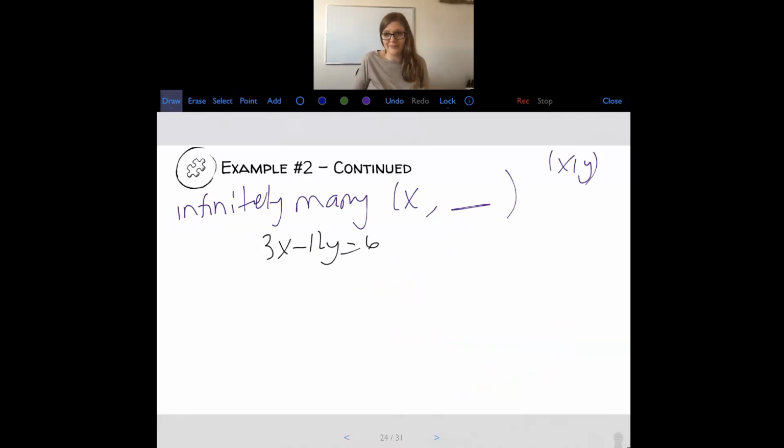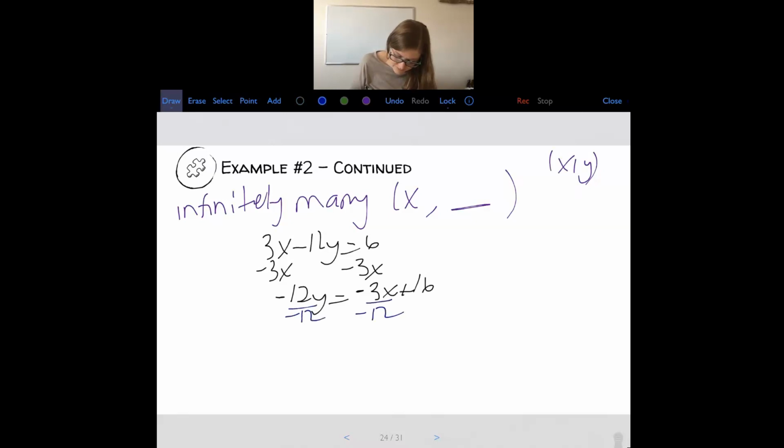And we solve it for y, because that's in the y position of our coordinate. Okay, so subtract 3x. And we have negative 12y is equal to negative 3x plus 6. And then we're going to divide everything by negative 12. I don't know why I wrote 16. This should be 6. Okay, so this gives us y is equal to negative 1/4 x minus 1/2 if you reduce.